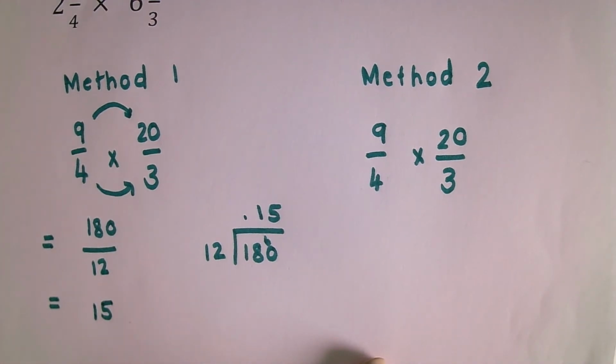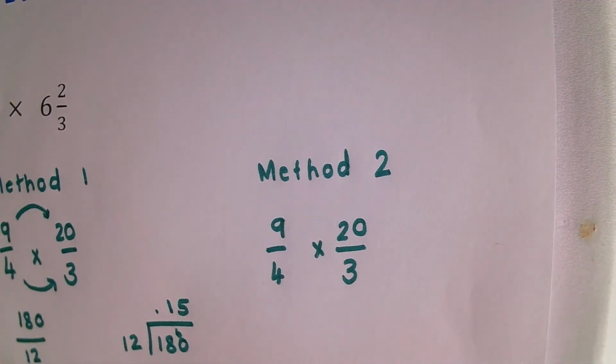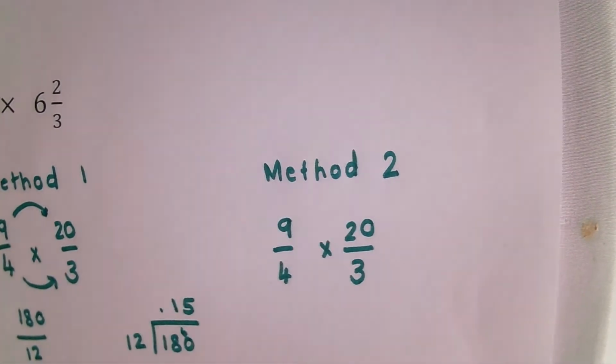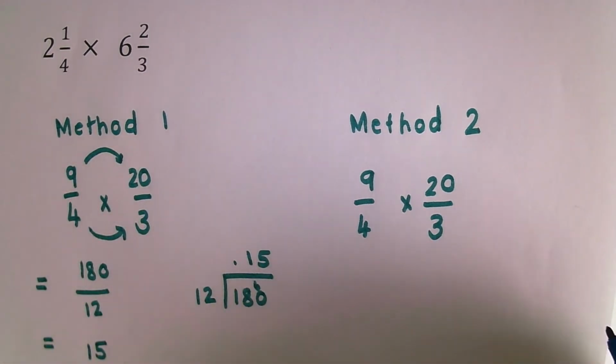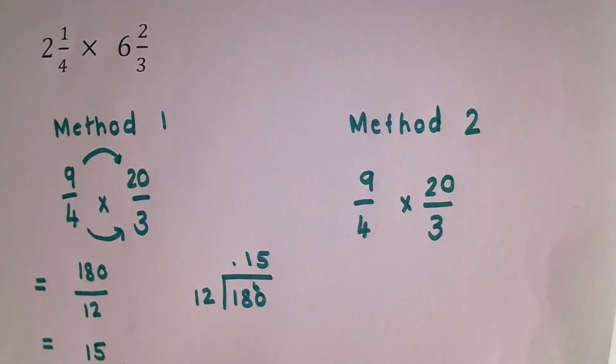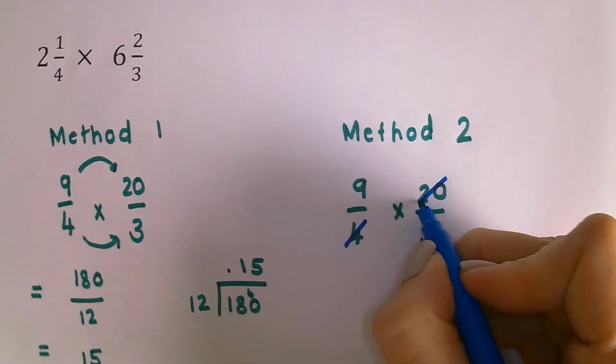Okay, let's go to method number 2 and see if this one's a little bit easier. I'm just going to swap over with colored pens just so you can see what's happening. Now remember, method number 2 is all about simplifying and seeing what we can do to make it easier. So I can see we've got a 4 and a 20.